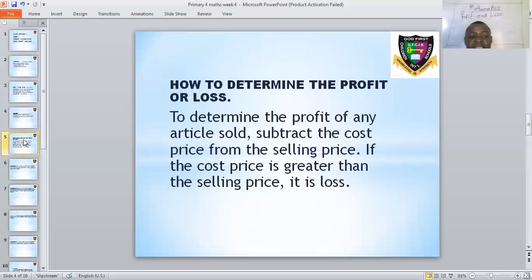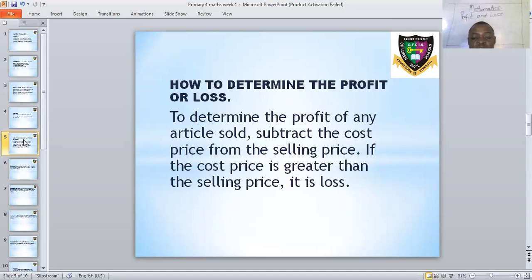Now, let's look at how to determine the profit or loss. How do we calculate the profit made on any article? How do you also calculate the loss made on any article? To determine the profit of any article sold, subtract the cost price from the selling price. So if the cost price is greater than the selling price, it is loss. If the cost price, that is the amount that you paid for an article, is more than the amount that you sold it for, you make a loss.